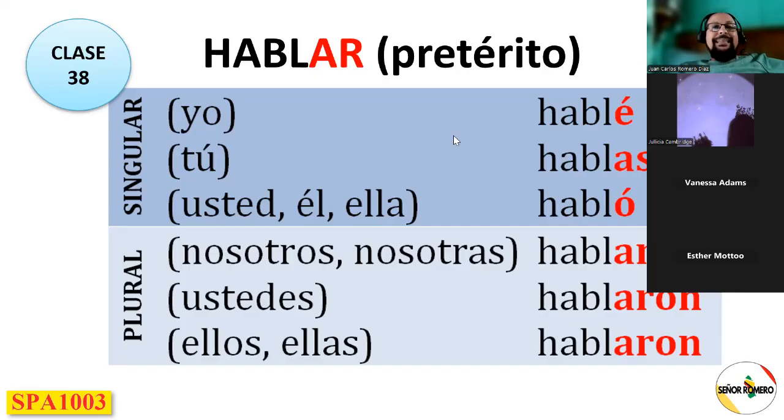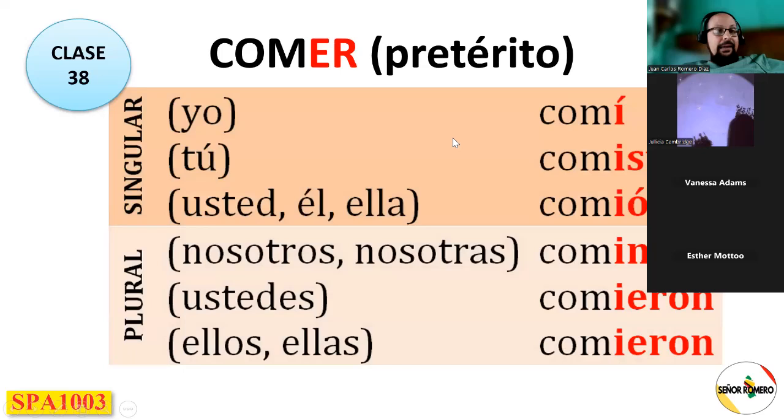But what about the endings for the ER and the IR? Well, good news. The endings for ER are exactly the same, 100% the same as the endings for IR. ER and IR have the same endings. Í, iste, ió, imos, ieron. Comí, you ate. Comiste, perdón.